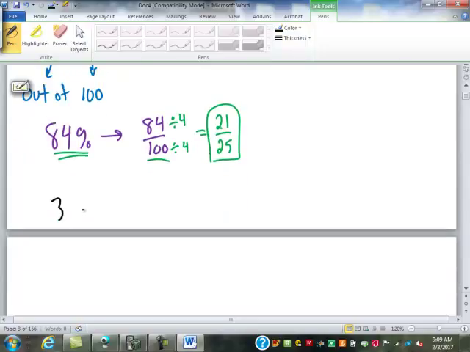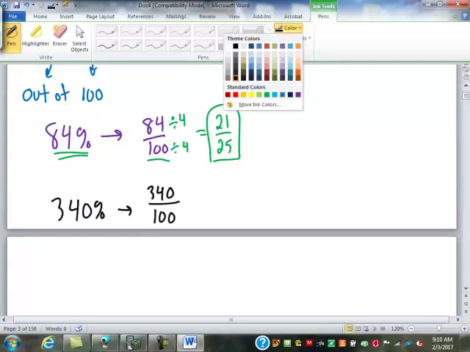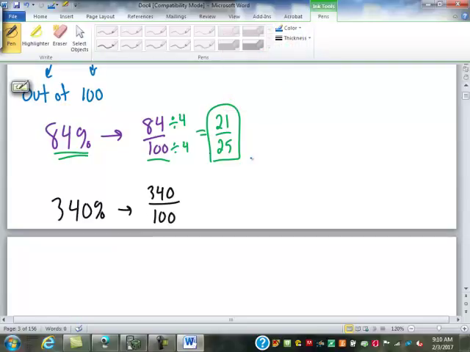We might have 340%. We need to convert that to a fraction. Again, percent means out of 100. So 340% means 340 out of 100. Now you look at that and think, well, that's bigger than 1. It's going to be a mixed number. And that's true. 100% is a whole thing. 100% is 1. So anything bigger than 100% should be bigger than 1. So I would do the mixed number first because it's easy to divide out 100. 100 goes into 340 3 times with the 40 left over. So 3 and 40 hundredths.